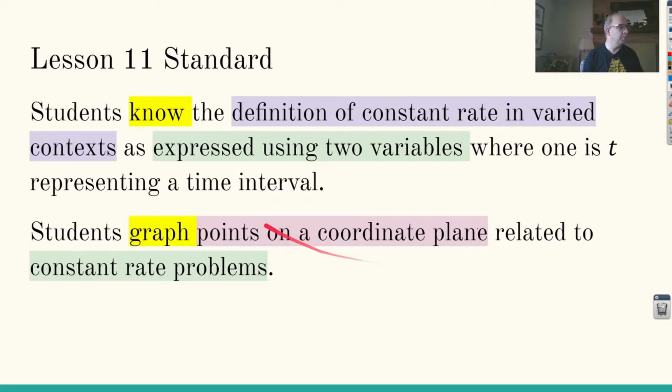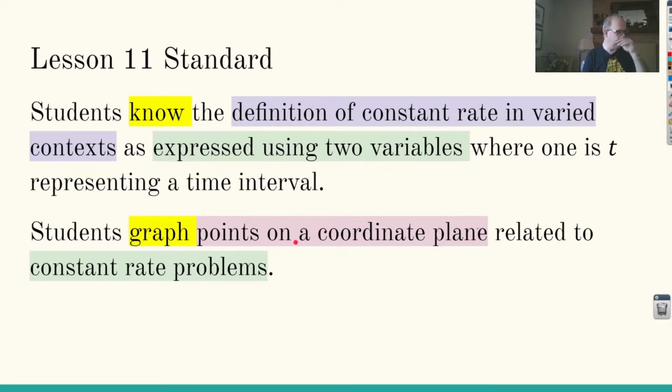So we're going to talk about constant rate. We learned a little bit about constant rate last time. We're going to get a little more deep into it. We know the definition of constant rate in various contexts. Distance equals rate times time. With a constant rate, I'm always traveling at the same speed. Distance just comes about when I multiply that speed times however long I traveled. And if I have the distance, then I can divide by that constant rate and equal the time. t is a time interval.